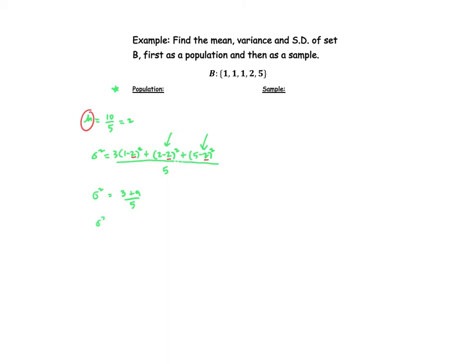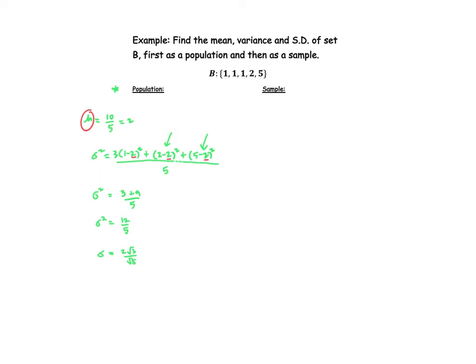So it looks like sigma squared comes out to be 12/5. That's the variance of this population. The standard deviation will be the square root of that. All right, so I'm going to do a little varsity math here and write this as 2 root 3 over root 5. Okay, that would be our standard deviation if this were the population.